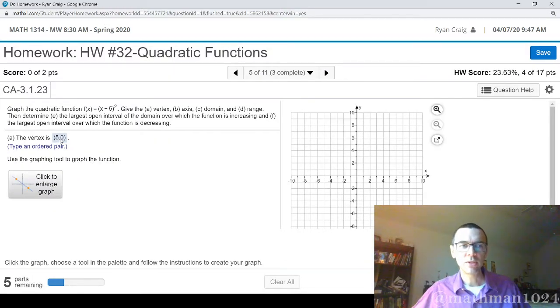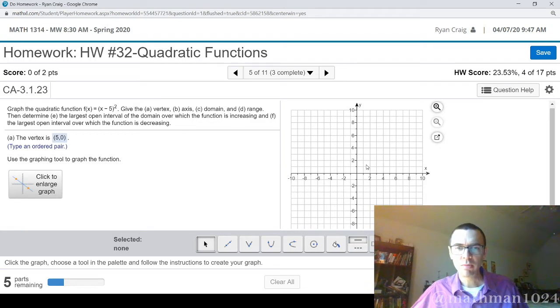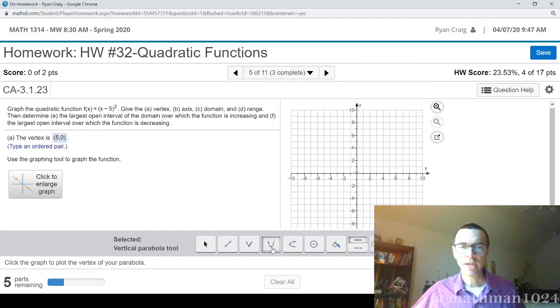Now they want me to graph this. All right, so I'm going to click on this. Notice that the parabola tool is a 2-point parabola tool. So when you click to graph, you're going to first graph the vertex. So the vertex is over here at 5, 0. And then you need to pick just any other point. Because once you do that, the program knows to make a parabolic shape.